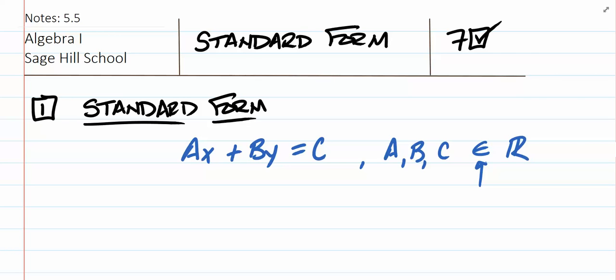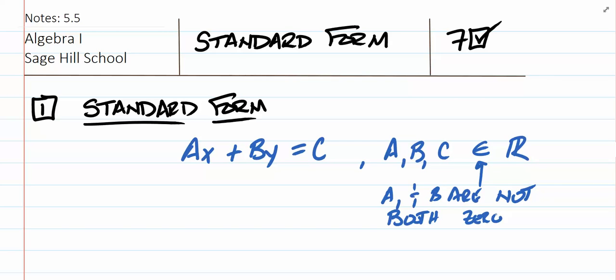So they can't be non-reals like imaginaries or anything like that. And the other thing you have to know is that A and B are not both 0. Sorry, not B and C, A and B. Excuse me. A and B are not both 0. Yeah, that makes more sense.